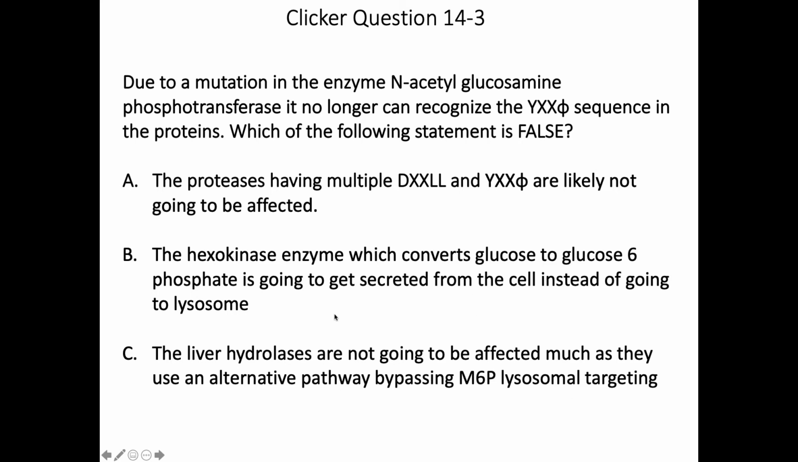This is what happens. On the other hand, the hexokinase enzyme, which converts glucose to glucose 6-phosphate, is going to get secreted from the cell instead of going to lysosome. This question needs a little bit of understanding of your biochemistry background. The glucose is changing from glucose to glucose 6-phosphate. It is not a hydrolase. It is a kinase which adds a phosphate. It will, no matter what, not go to the lysosome.